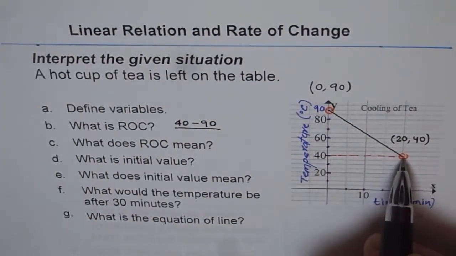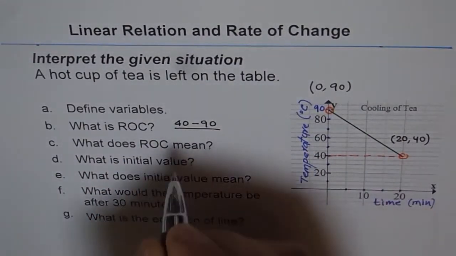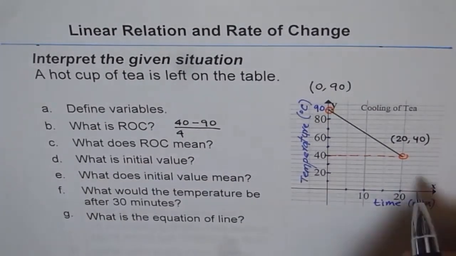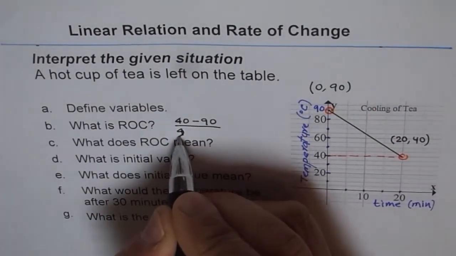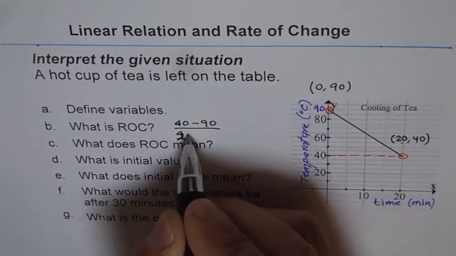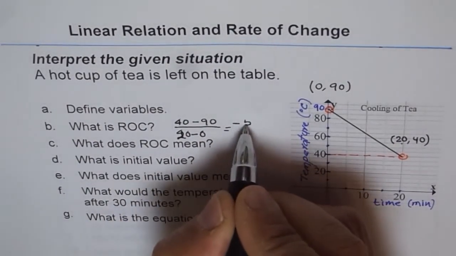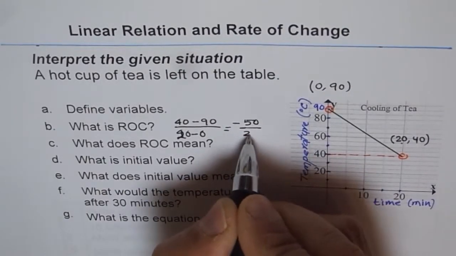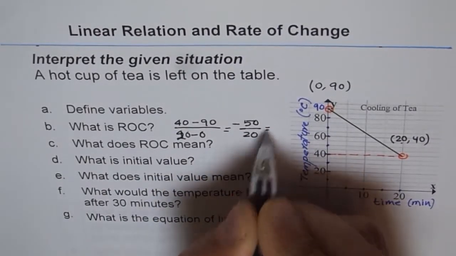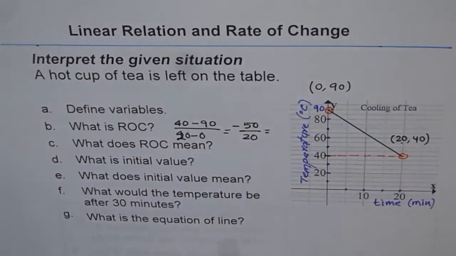And the run is from 0 to 40. So it will be 0 to 20. So it will be 20 minus 0. So we get minus 50 over 20. So that is what we get as rate of change.